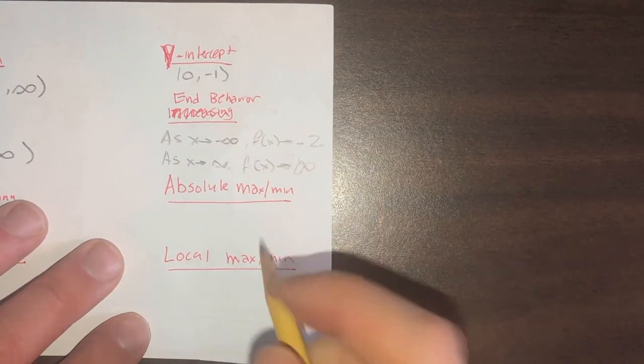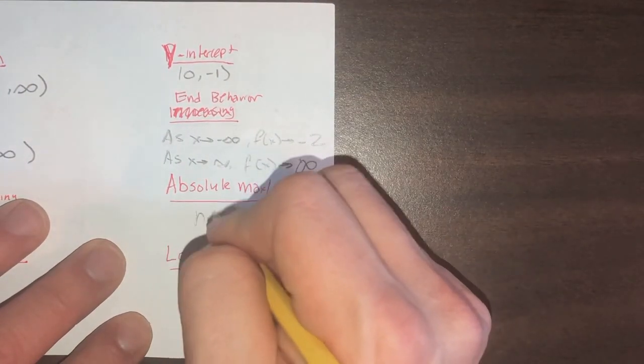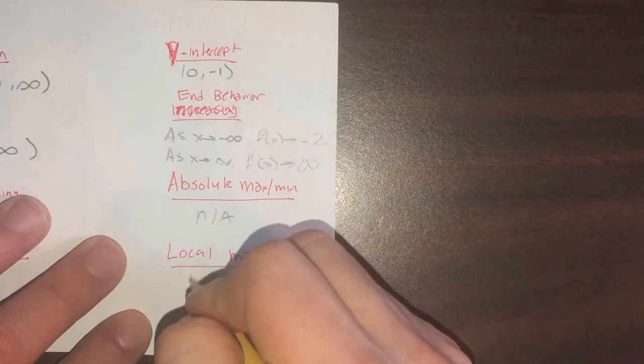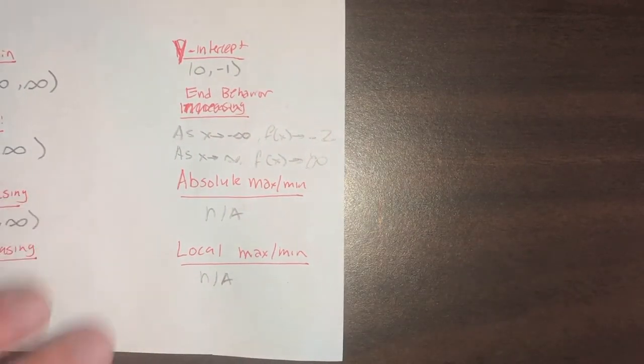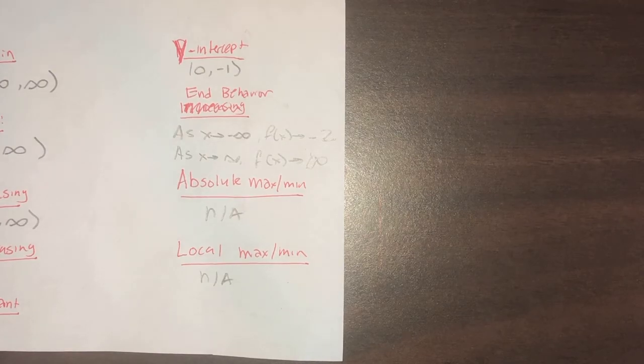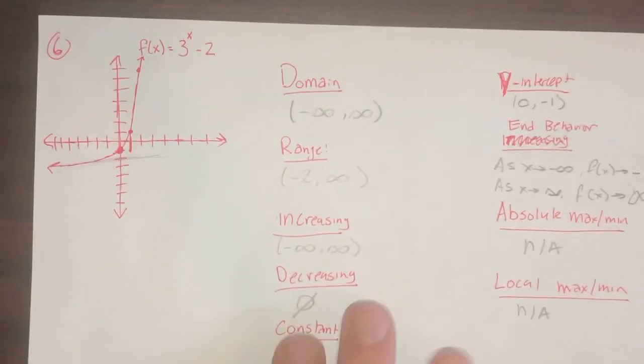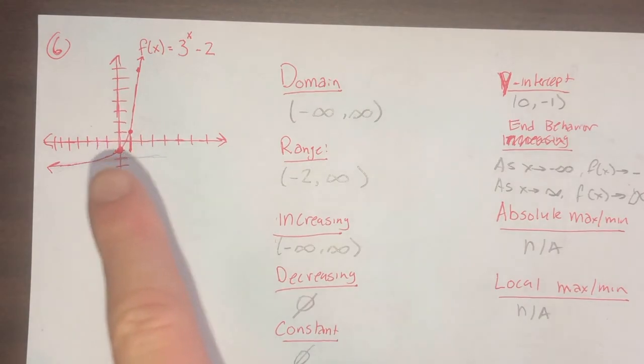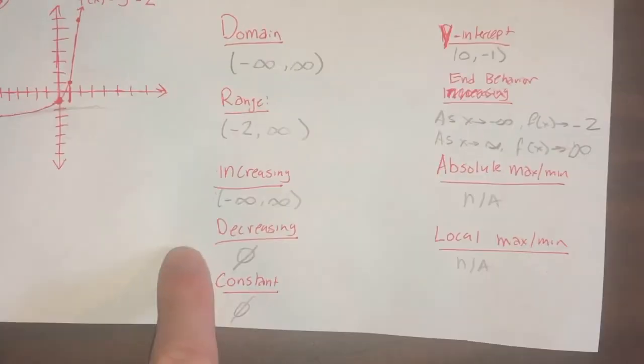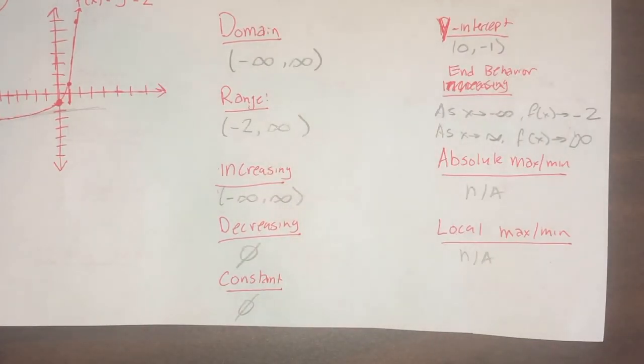Okay, absolute max or min? NA, there's no absolute max or min. There's no local max or min, okay? It's leveling off. It's never hitting an absolute max. It's never hitting a local max or min. And because it's always increasing, it never goes from increasing to decreasing or decreasing to increasing. And so therefore, there's no local maxima or minima either.